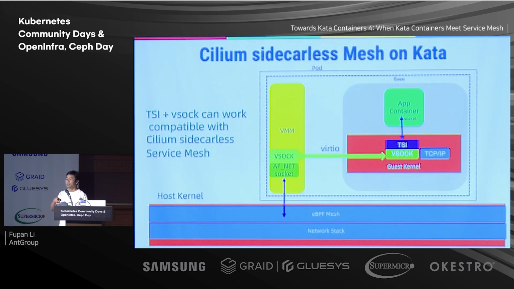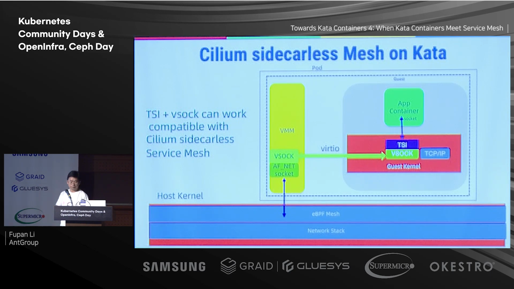So if the Cilium service mesh uses eBPF to hijack this data, it can also hijack the TSI socket data. Since the VM is on the host and the data sent from the VM uses the traditional socket, the traditional socket will send the data to the host kernel network stack, and eBPF can hijack it. So the Cilium sidecarless service mesh can work compatibly with Kata containers if we use the TSI service.